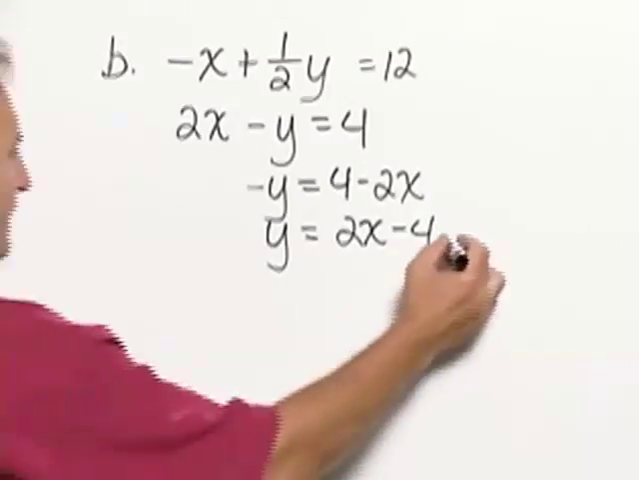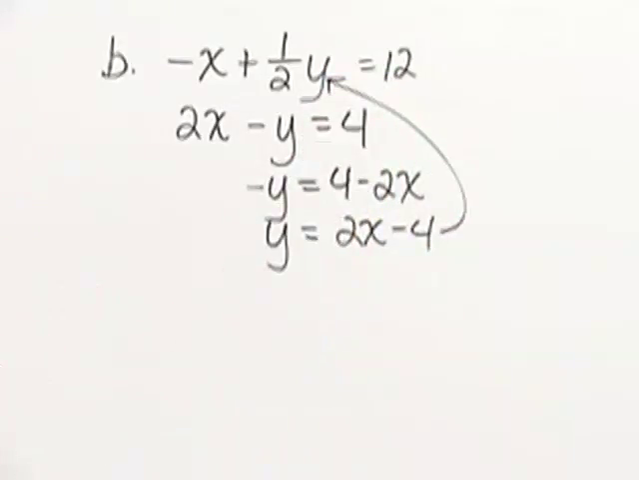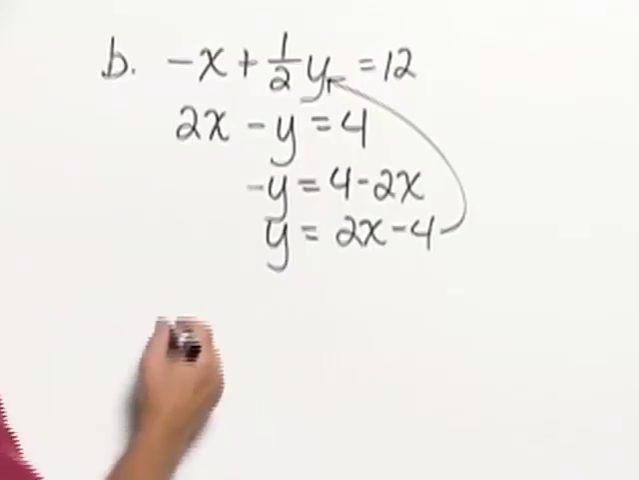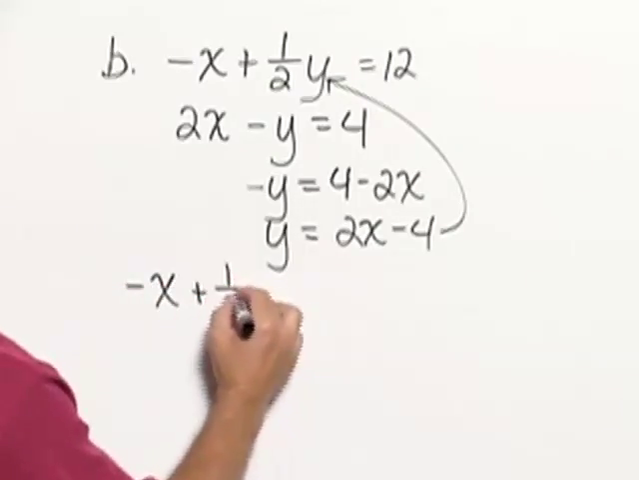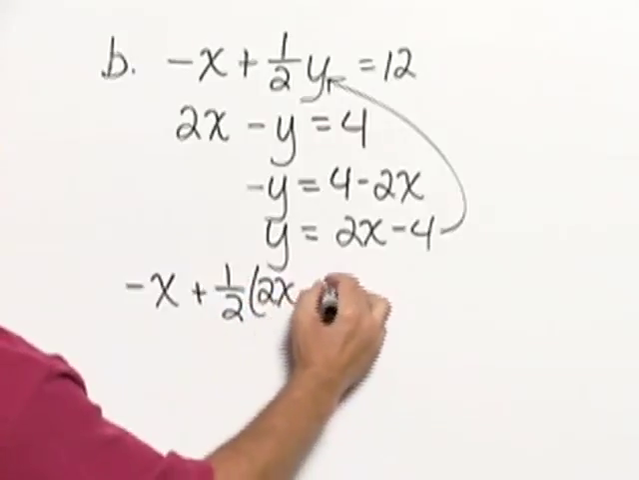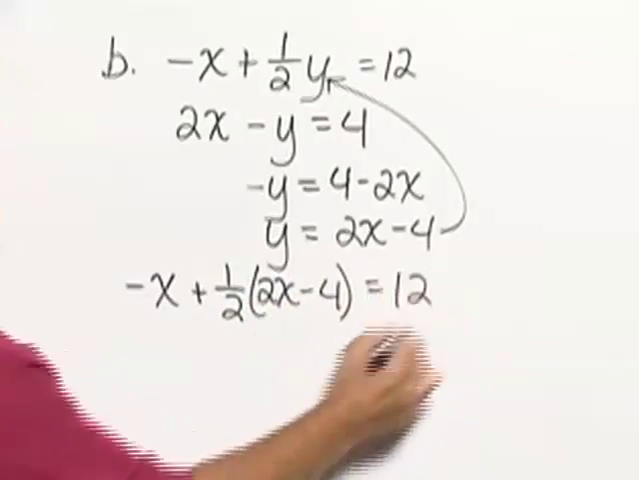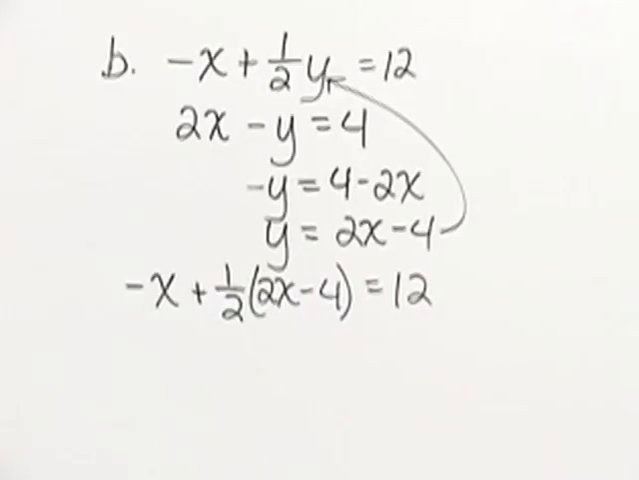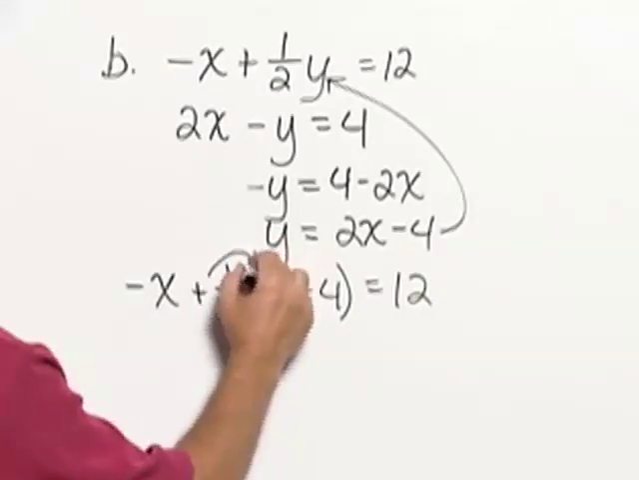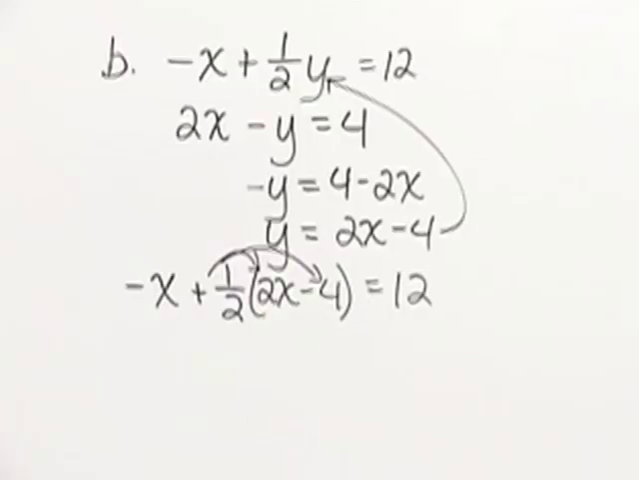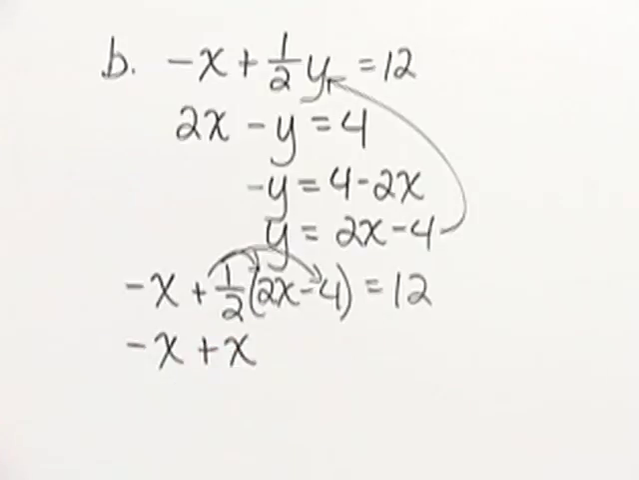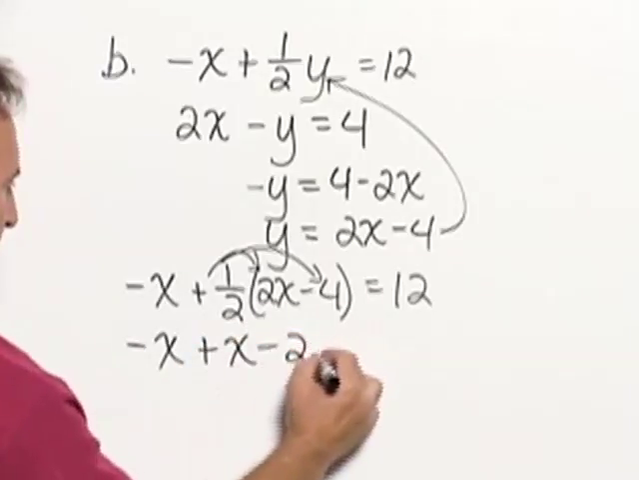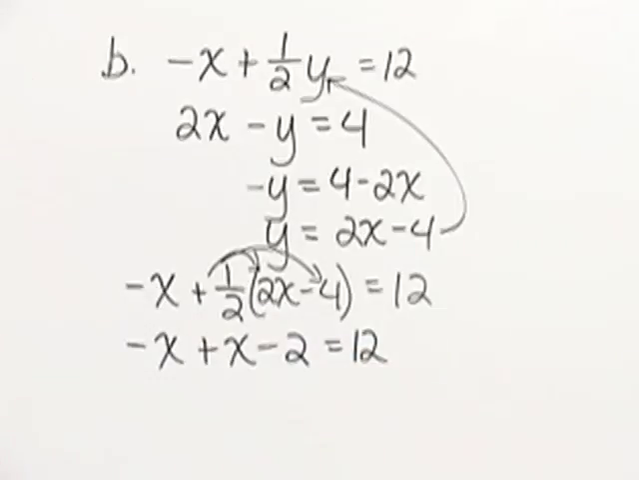We now take that expression and substitute it in for y in the first equation. That result is negative x plus 1/2 times (2x minus 4), and that equals 12. We need to distribute the 1/2 into the parentheses. So the negative x remains. 1/2 of 2 is 1, so that's plus 1x. 1/2 of 4 is 2, so that's minus 2, and that equals 12.